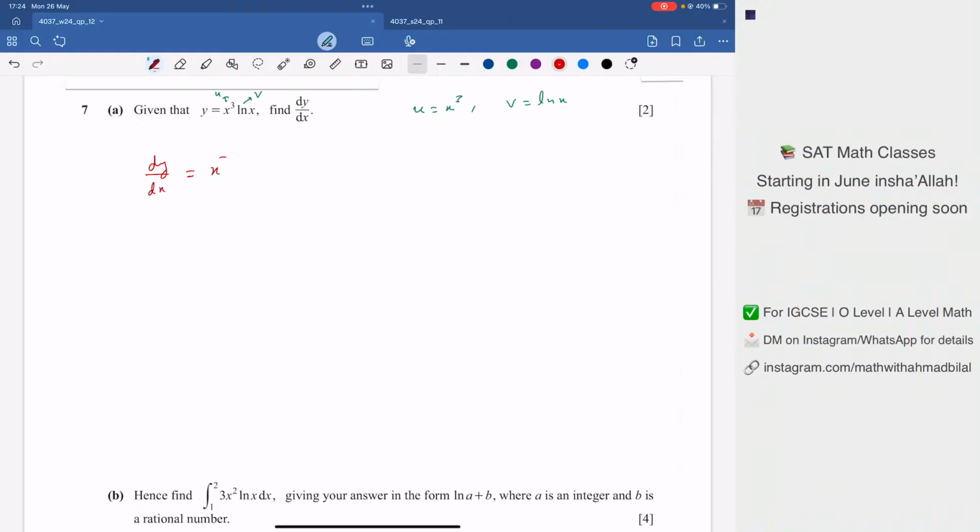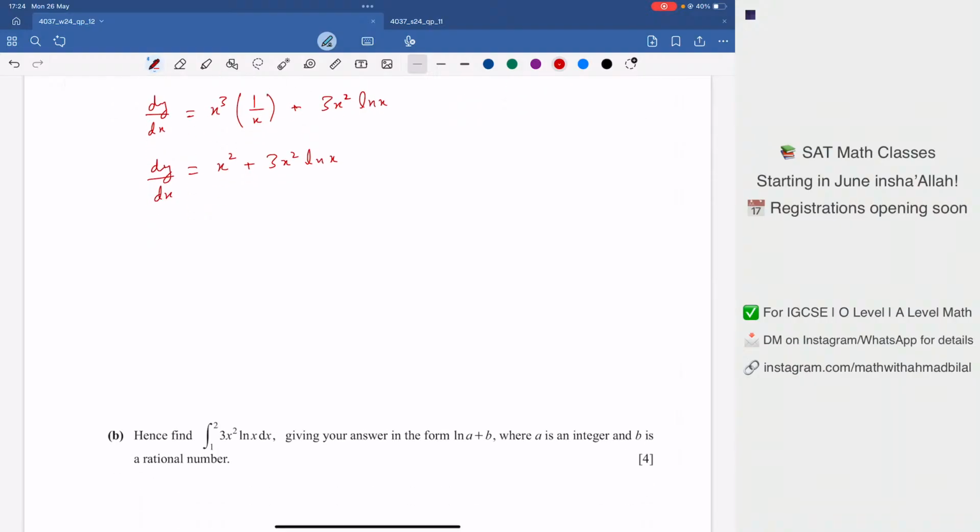x cube remains as it is, into the derivative of ln x, that's 1 over x, plus the derivative of x cube, that's 3x squared, into ln x as it is, and that simplifies to x squared plus 3x squared times ln of x. Right, that's the first part, fairly straightforward. That's all that you had to do in the first part.